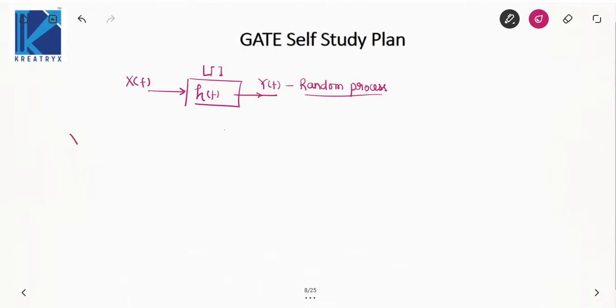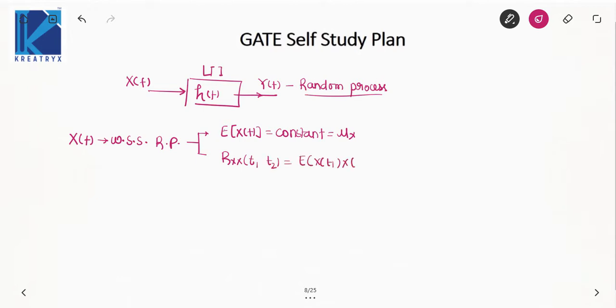First of all, here I am saying that x of t is a wide sense stationary random process, which means the mean of this process is constant, which is mu x, and the autocorrelation function, assuming t1 and t2, is E[x(t1) x(t2)], which is a function of the difference of the time instances.